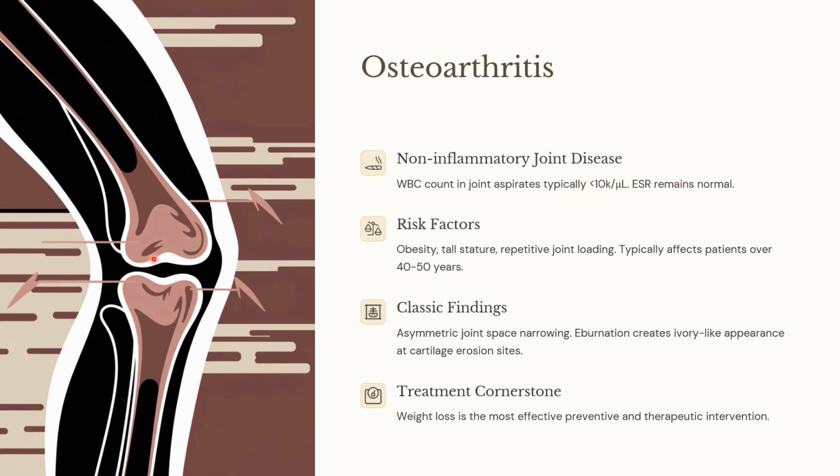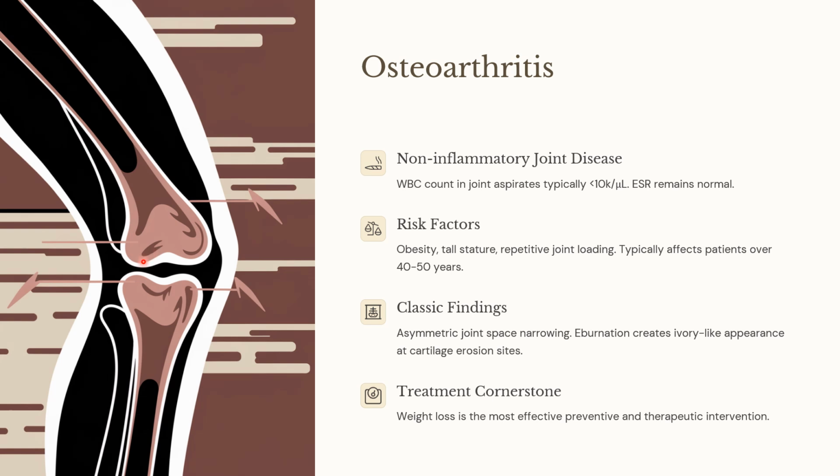So why does the degeneration happen? The degeneration happens because of obesity, tall stature and excessive joint loading, like lifting heavy weights. Mostly the joint will be able to withstand all this until a particular age. Even if the degeneration has started, it will produce its symptoms only after around 40 to 50 years. So what are the classical findings here?